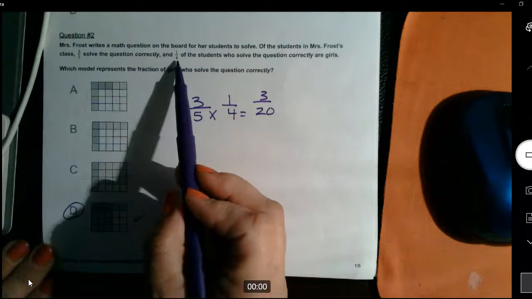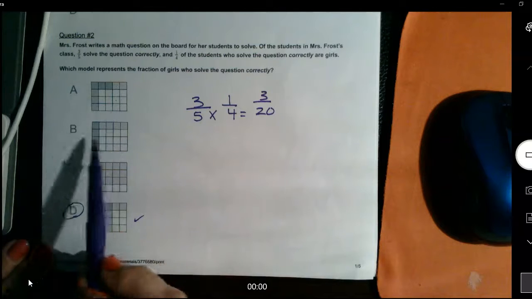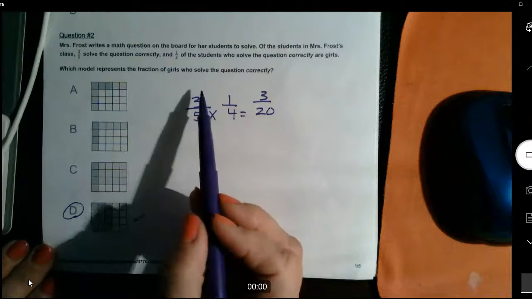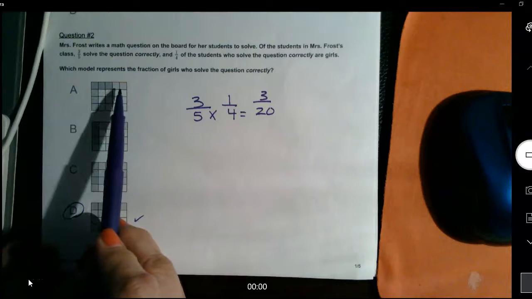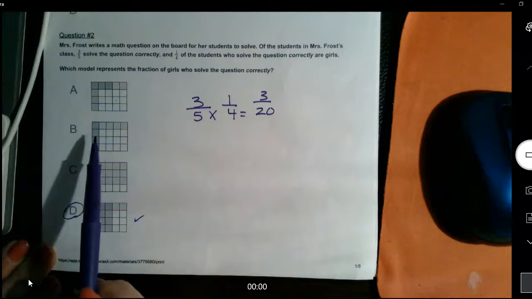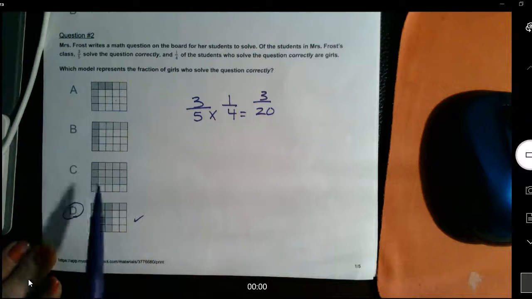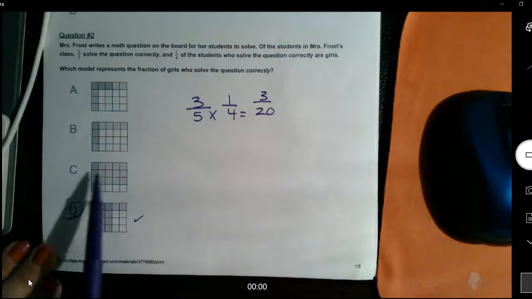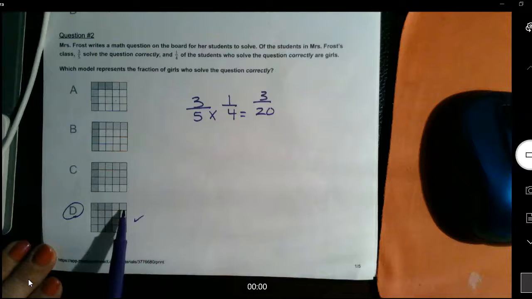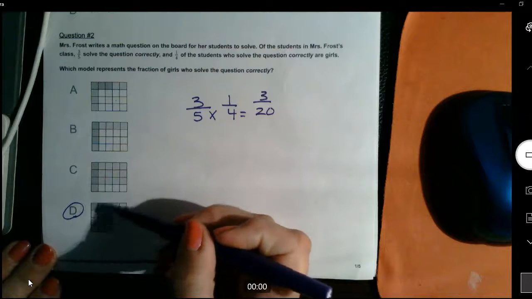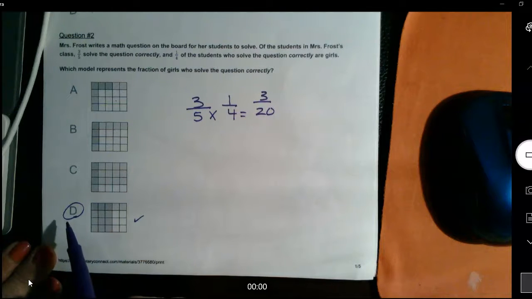Now, I also need to cut it horizontally into fourths. 1, 2, 3, 4. Yep, they're all cut into fourths. But I need one where only 1/4 is colored in. Is 1/4 colored in? Yes, but I don't have the 3 columns. 1/4 is colored in, but again, I don't have 3 columns colored in. No, that's 3/4 are colored in. Is 1/4 colored in? Yes. Is 3/5 colored in that way? Yes. And once again, that supports that my answer is D.